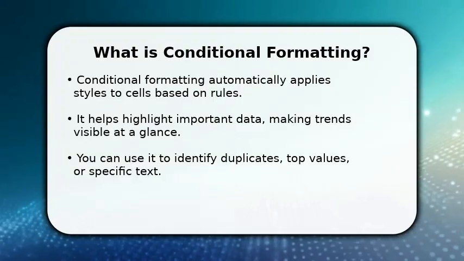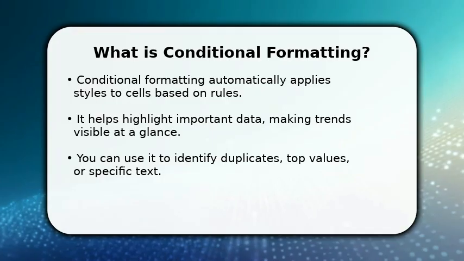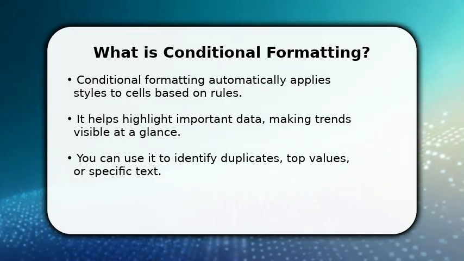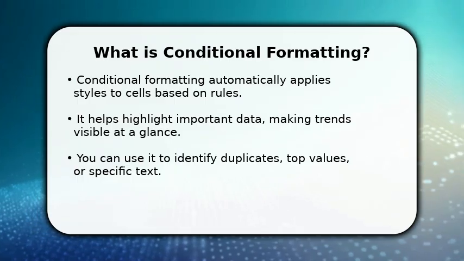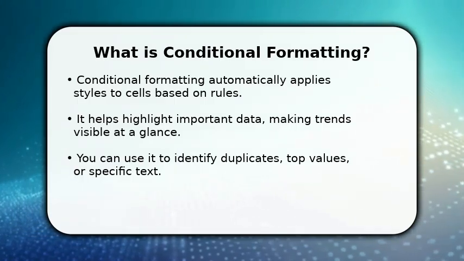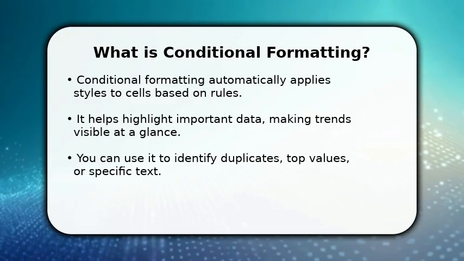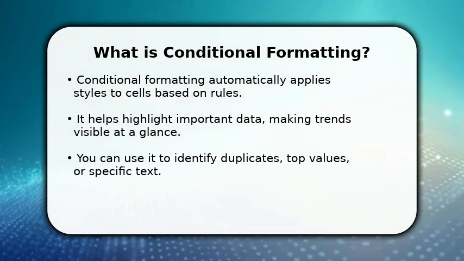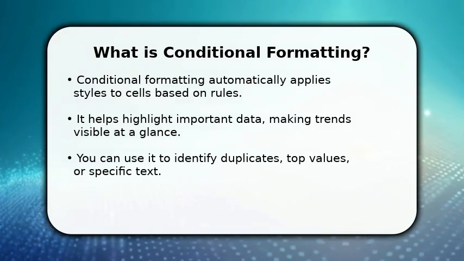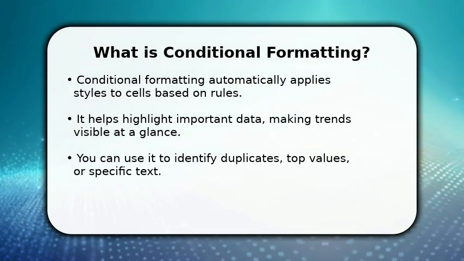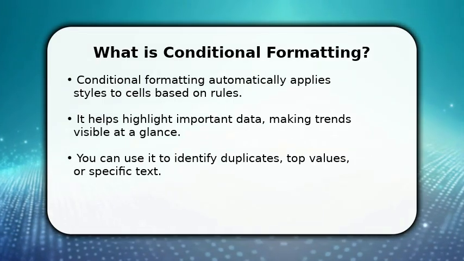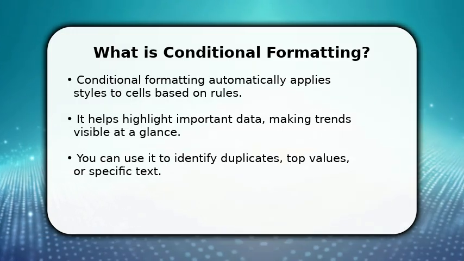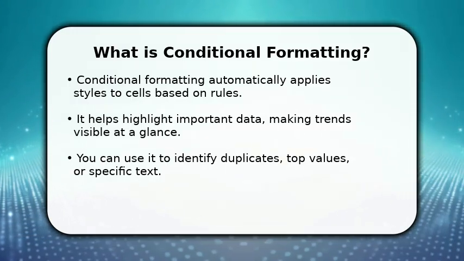In this video, I will explain how to use conditional formatting. Conditional formatting is a powerful tool that automatically applies specific styles to cells when certain conditions are met. This helps you quickly visualize and analyze data, making trends and patterns immediately apparent. For example, you can highlight all values above 100 or identify duplicate entries across a range of cells. It's incredibly useful for data analysis.